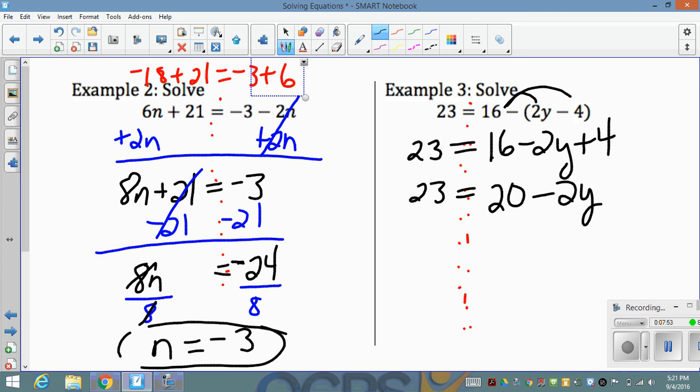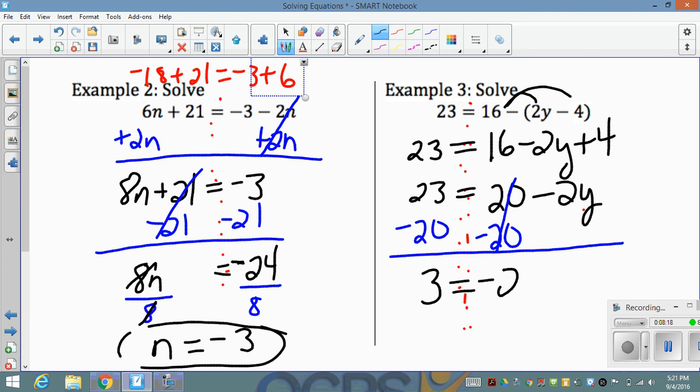Now, get my variables together on one side. There is only the one variable. It's only right here. So I don't need to do that. So now I go to my inverse operations. So again, start furthest away from your y first. I'm going to subtract 20. And I get 23 minus 20 is 3 equals negative 2y.